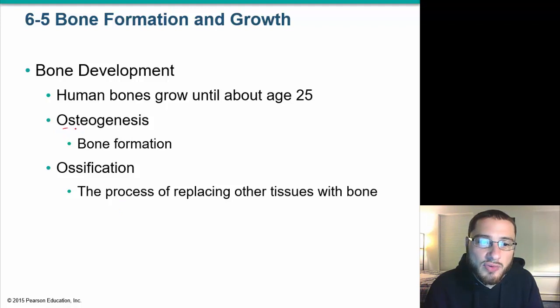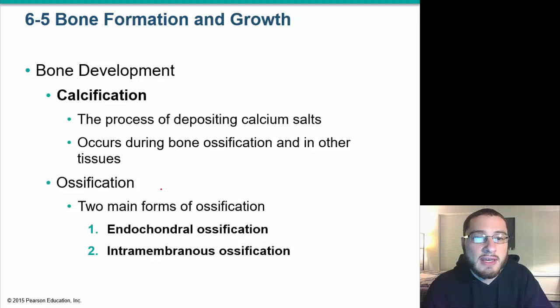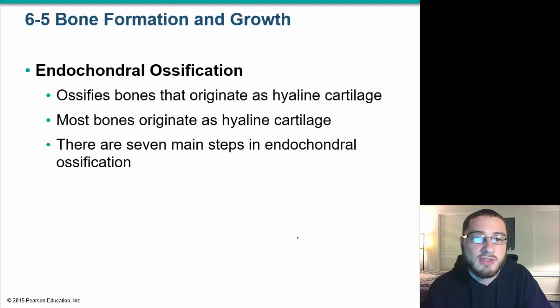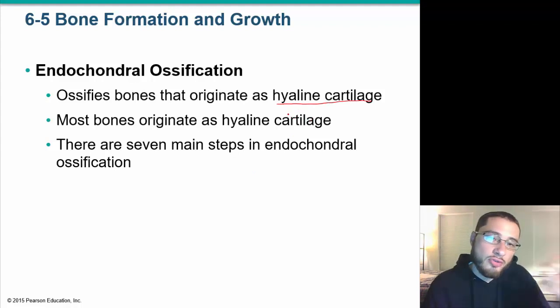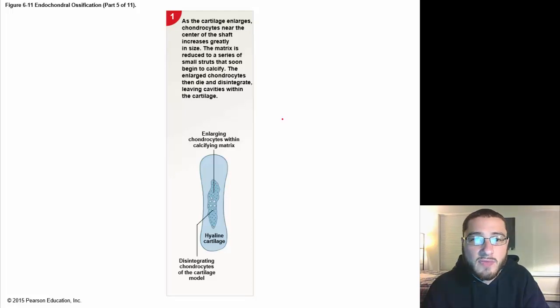Osteogenesis is the vocab word we use for bone formation. Ossification is the process of replacing other tissues with bones. Calcification is the process of depositing calcium salts. And ossification has two main forms: endochondral ossification and intramembranous ossification. Endochondral ossifies bones that originate as hyaline cartilage. So we have this hyaline cartilage scaffolding, and then we build bone off of that scaffolding.